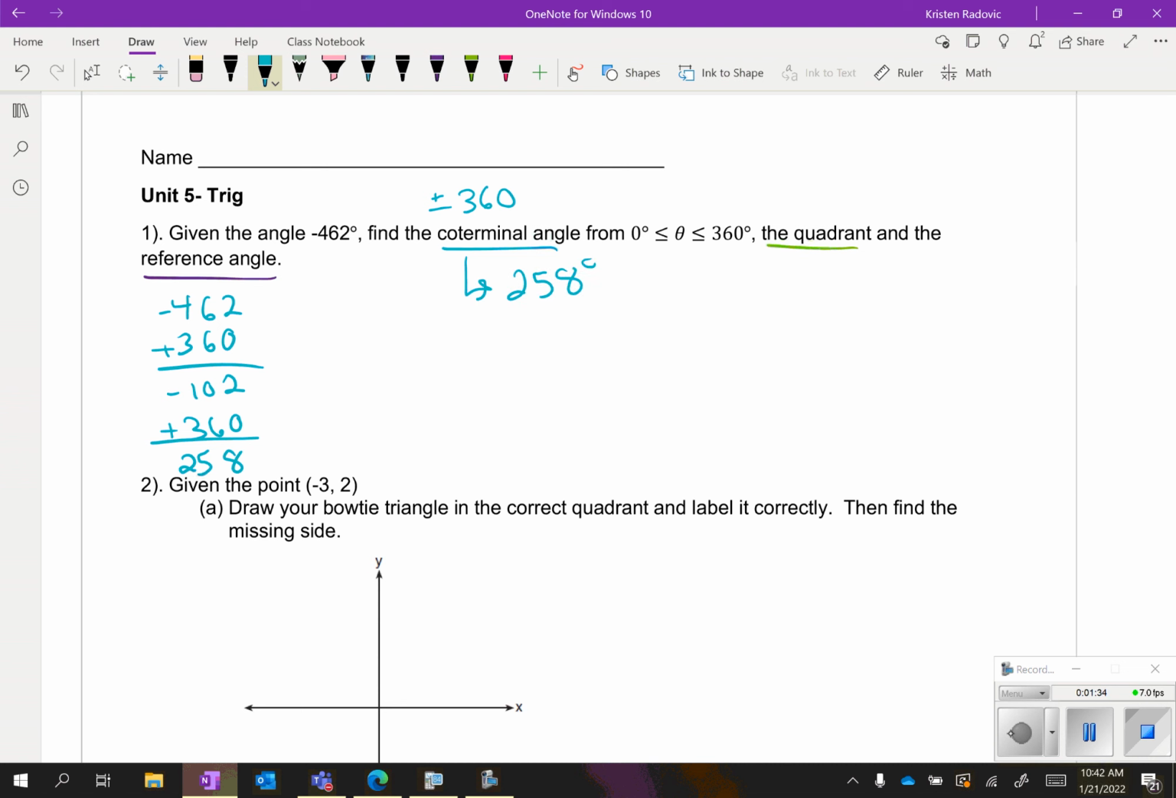And now that's an easier number to work with because when they're asking for the quadrant, instead of working with negative 462, I can work with 258. Your quadrantal angles are 0, 90 degrees, 180, 270, and 360. We have 258. So that means we're between 180 and 270, which means we are in the third quadrant.